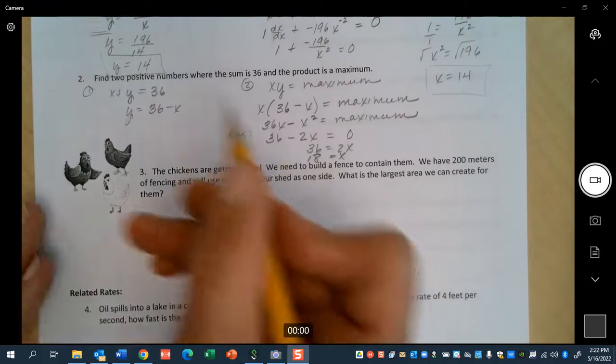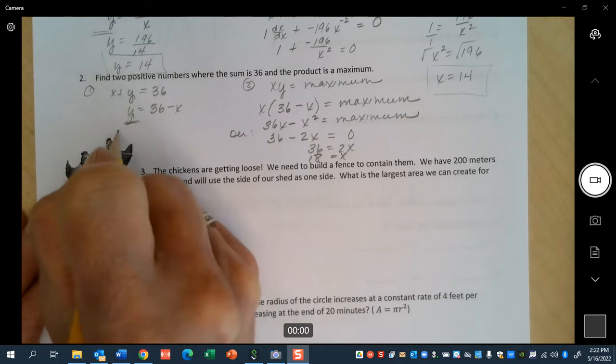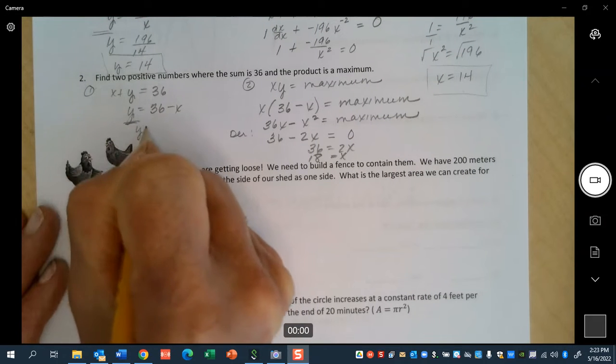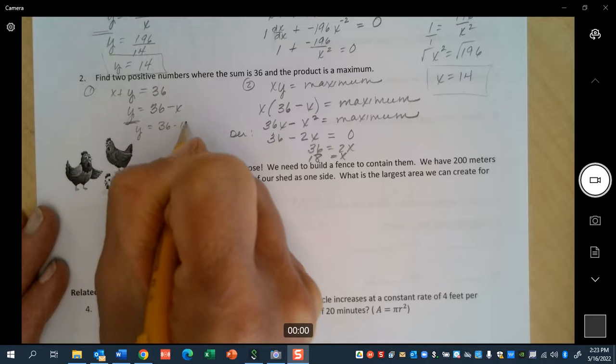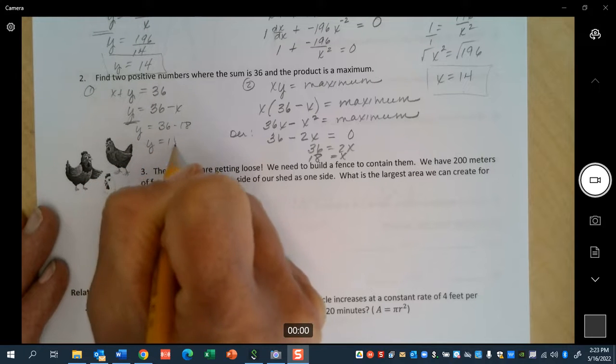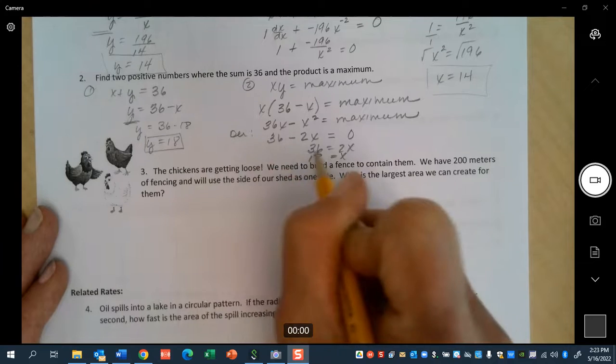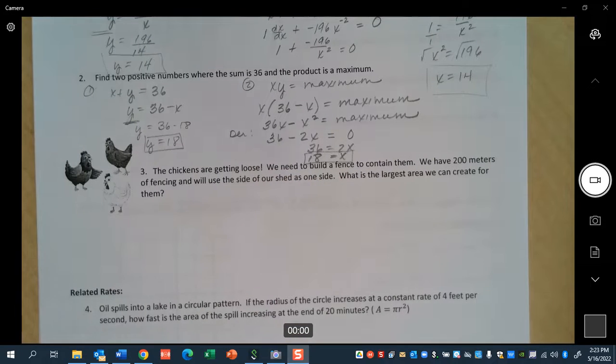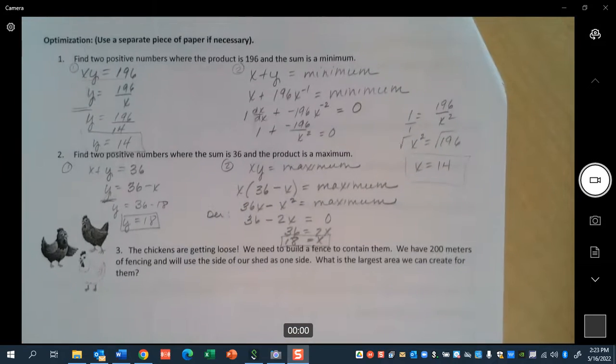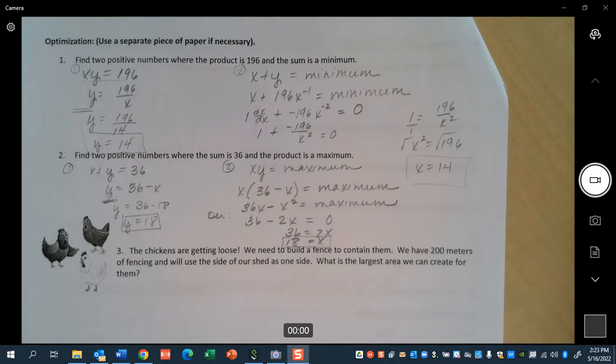So because x is equal to 18, y is equal to 36 minus 18, y is also equal to 18. The interesting thing is if you pay attention to what we're doing, when I'm multiplying my two numbers, their sum is a minimum. When I'm adding the numbers, the product is a maximum.